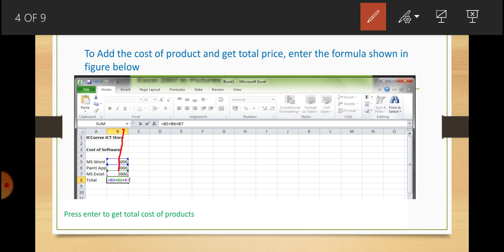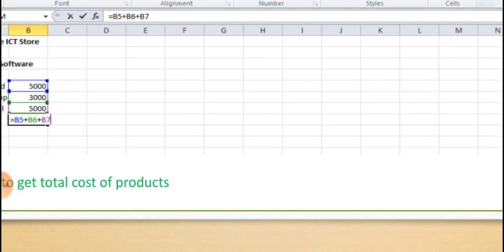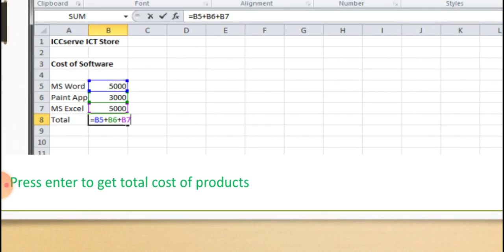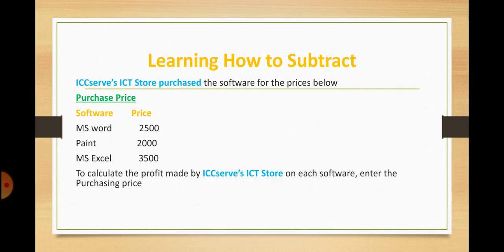And then the same thing for B7. So all I will just do is I'll type, don't forget I want to add. So to add, I use addition. So you can see I'll use the addition sign, the plus sign. So you can see where I have total, I typed equals B5 plus B6 plus B7, and then I pressed enter. Now once you press enter, you get the total. You would see it in my next slide.